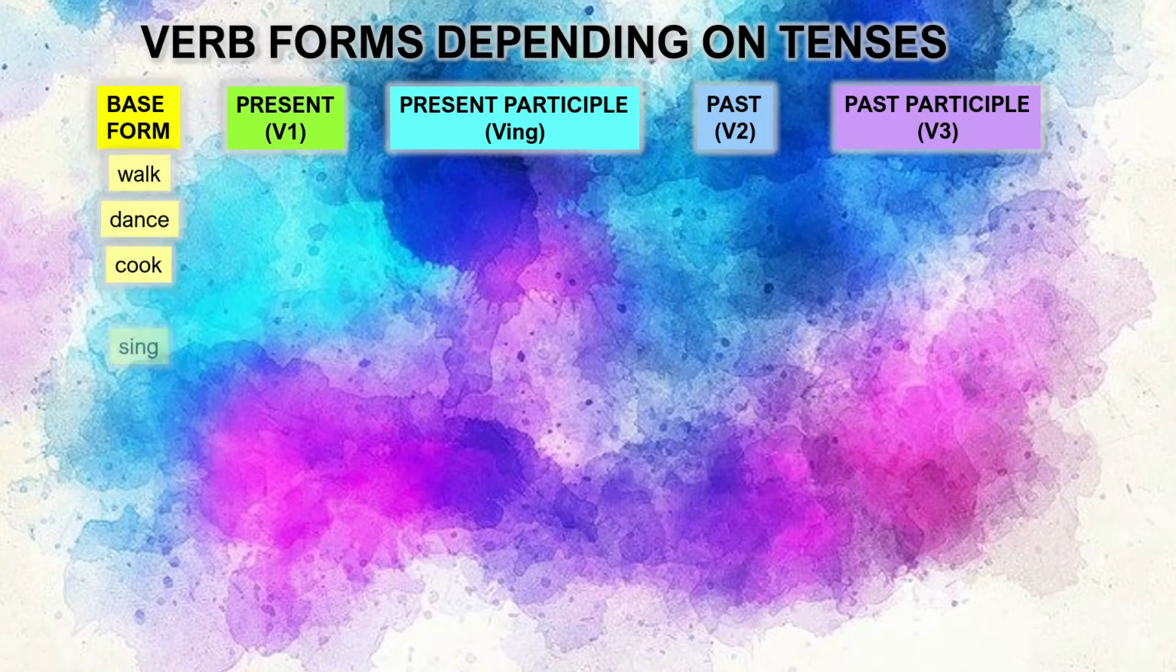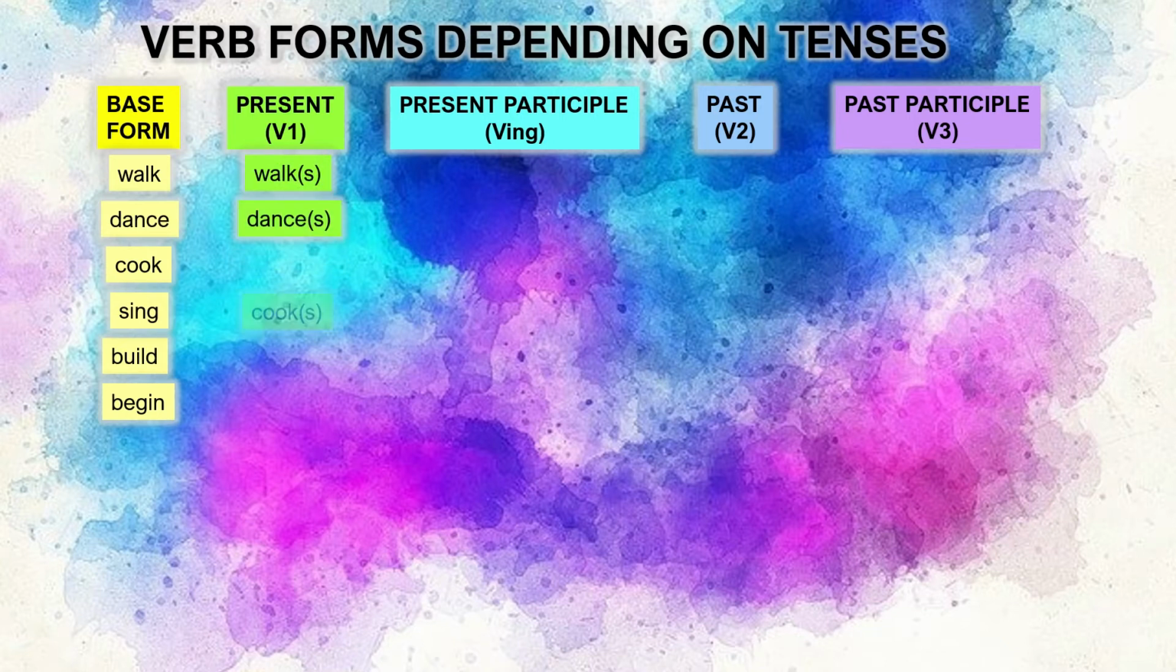The base form of the verb is the verb without any suffixes. It's the verb without any suffix, without s, without ing, without ed, and so forth, and so on. So the base form is just the verb, like walk, just walk, dance, cook, sing, build, or begin. But the present form, or the verb 1, depends on the subject.